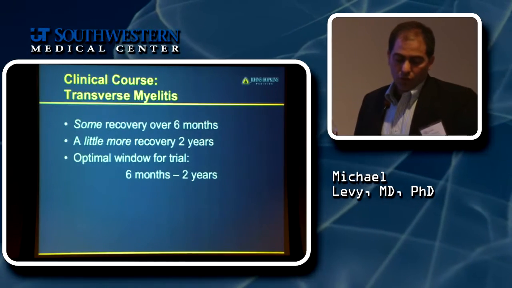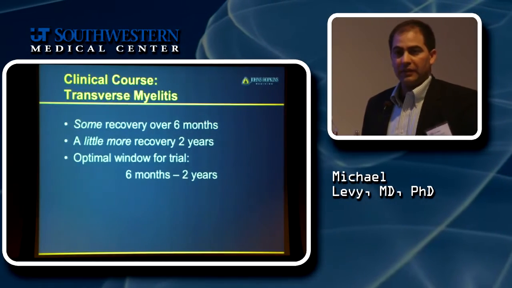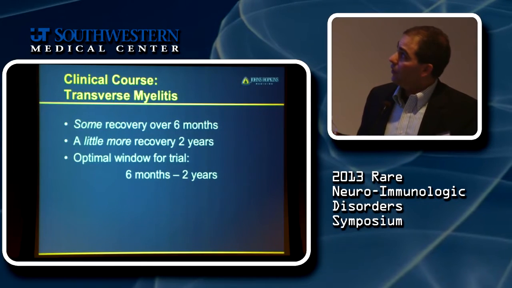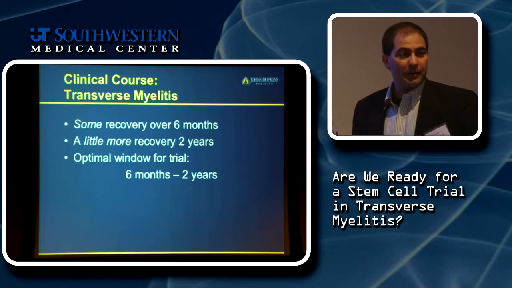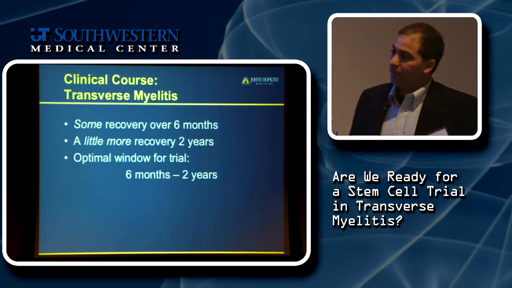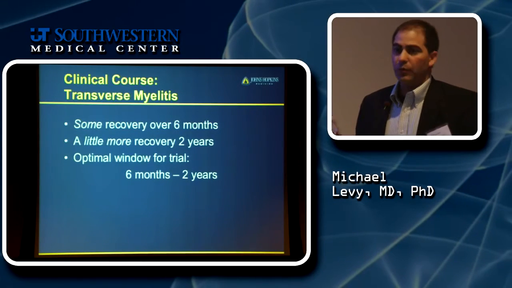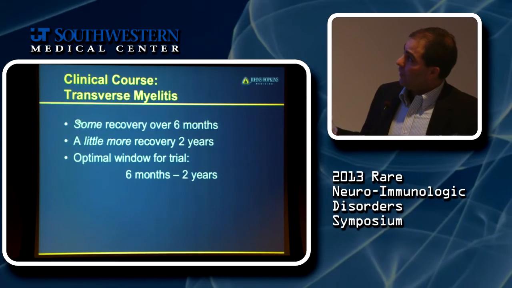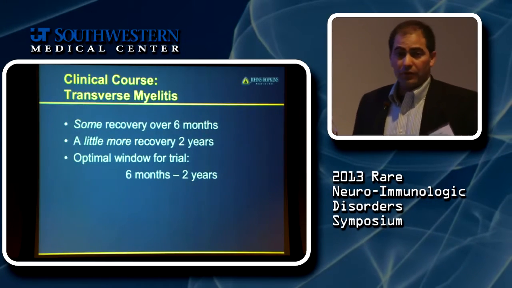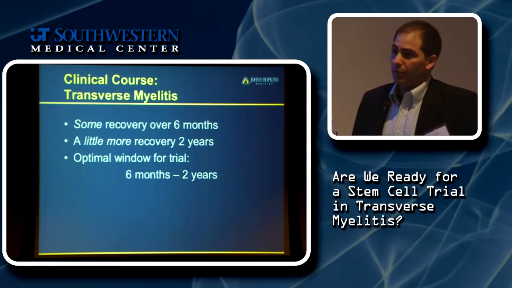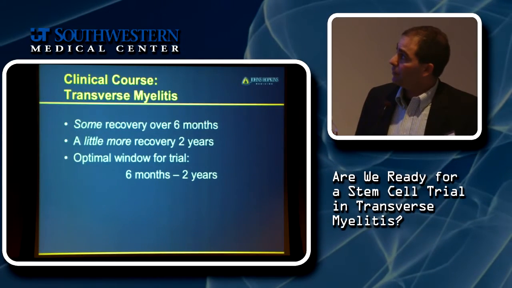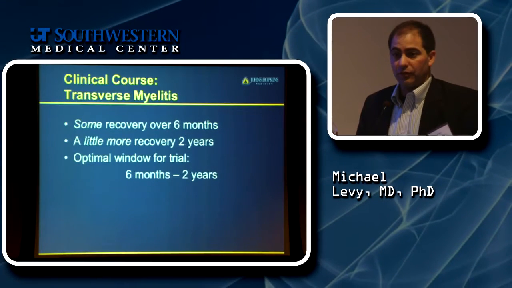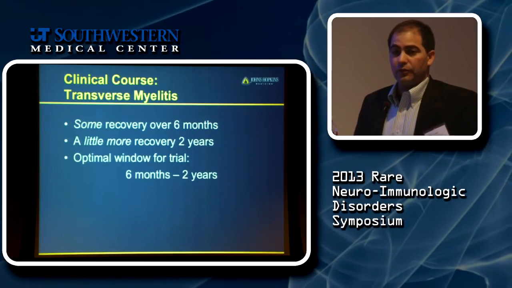The clinical course of TM is very important in considering when the best time to transplant is. Dr. Greenberg mentioned the third rule. This is another one of those rules that we think we know a lot about, but really we need much better data. We know that some of the recovery occurs over the first 6 months. We think that's most of the biological healing that takes place. And a little more after that, for the next 2 years as you regrow circuits and use and learn new ones.